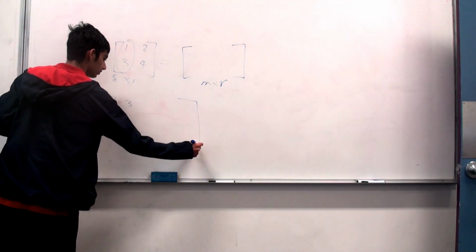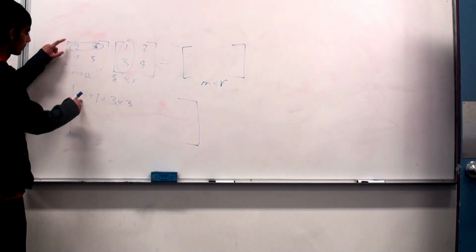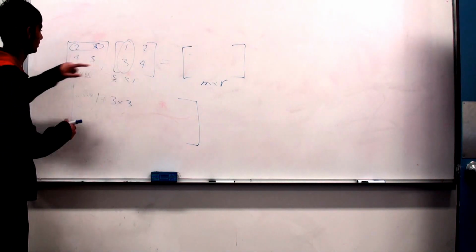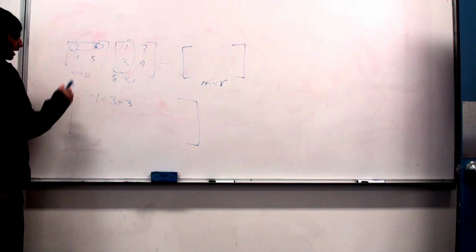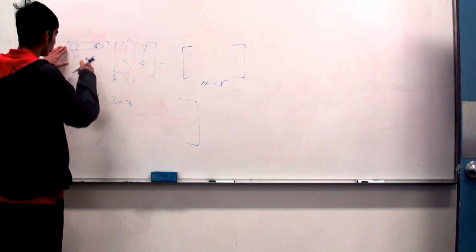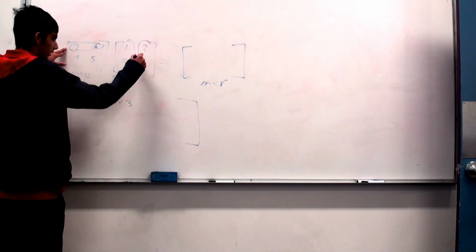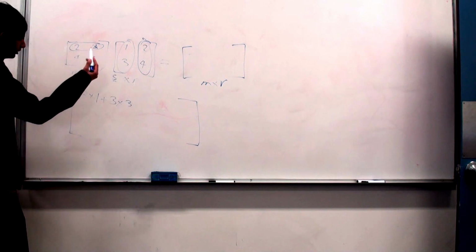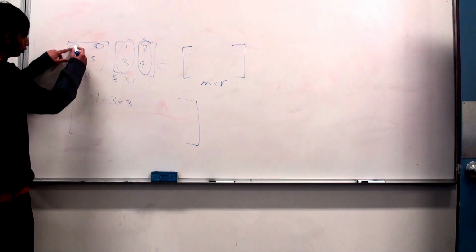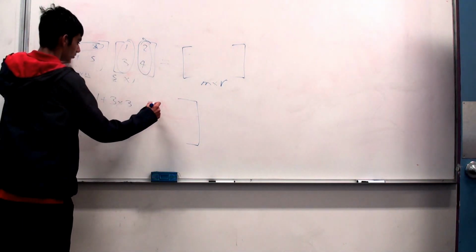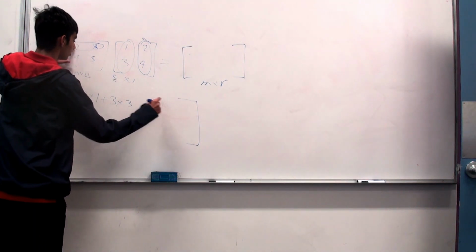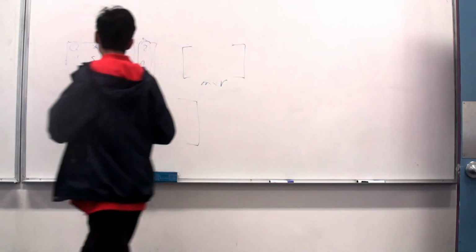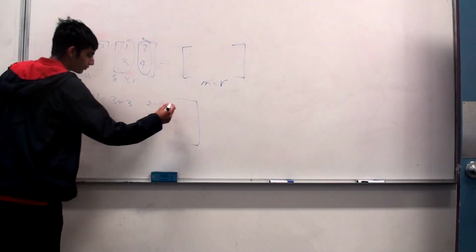Just write it here. So here we have 2 times 1 and 3 times 3. We're basically taking the dot product. And for the next element, we take the first row and the second column, and repeat the same procedure with this row. So we do 2 times 2 plus 3 times 4.